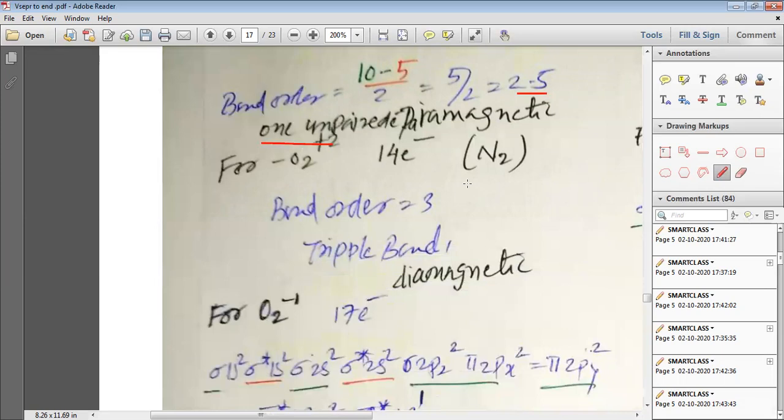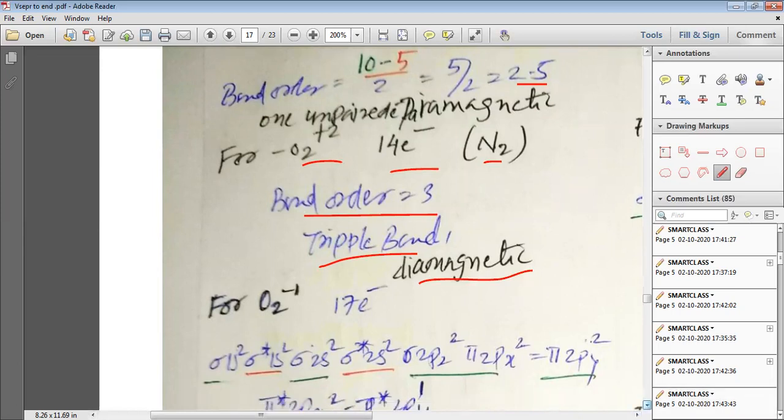In the same way, my dear students, we can look at O2 2 plus. O2 2 plus will have 14 electrons, so it will be very similar to N2, and that is why it will have bond order 3, and it will have a triple bond. It will not have any unpaired electron, and that is why it will be diamagnetic in nature.